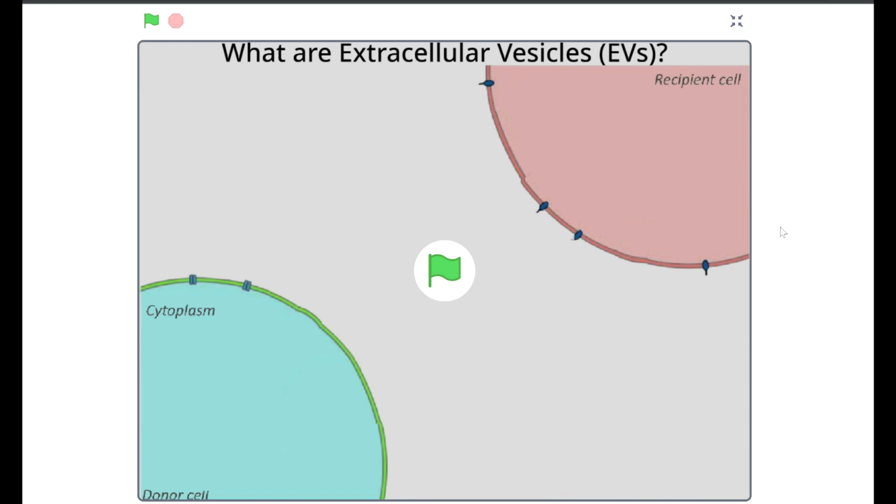Hello. In this small animation, we will address what extracellular vesicles, also known as EVs, are. We have a donor cell in blue and a recipient cell in red that will communicate through these EVs.